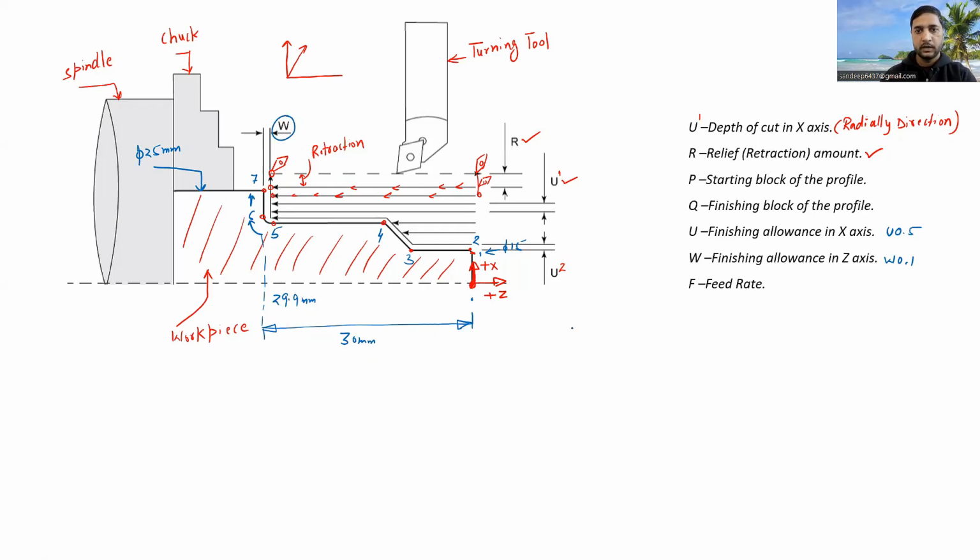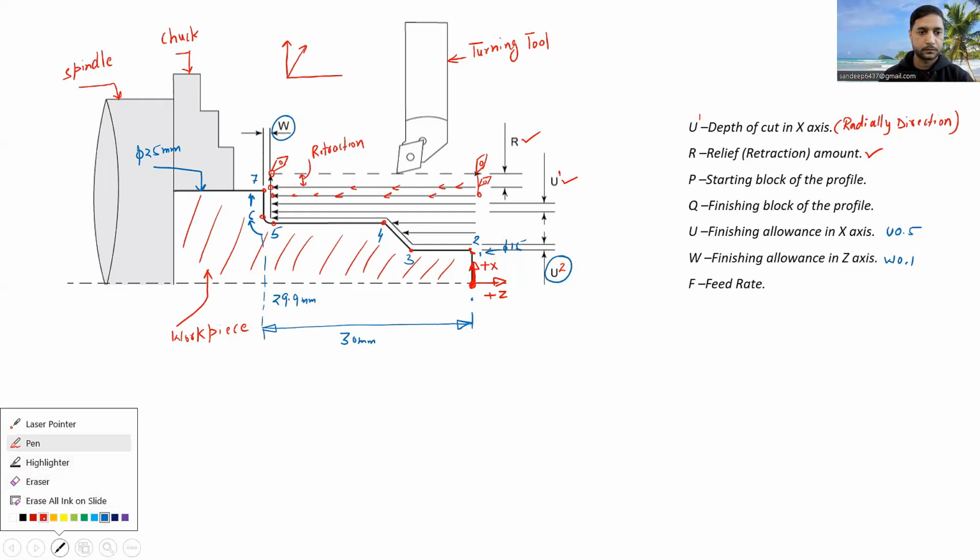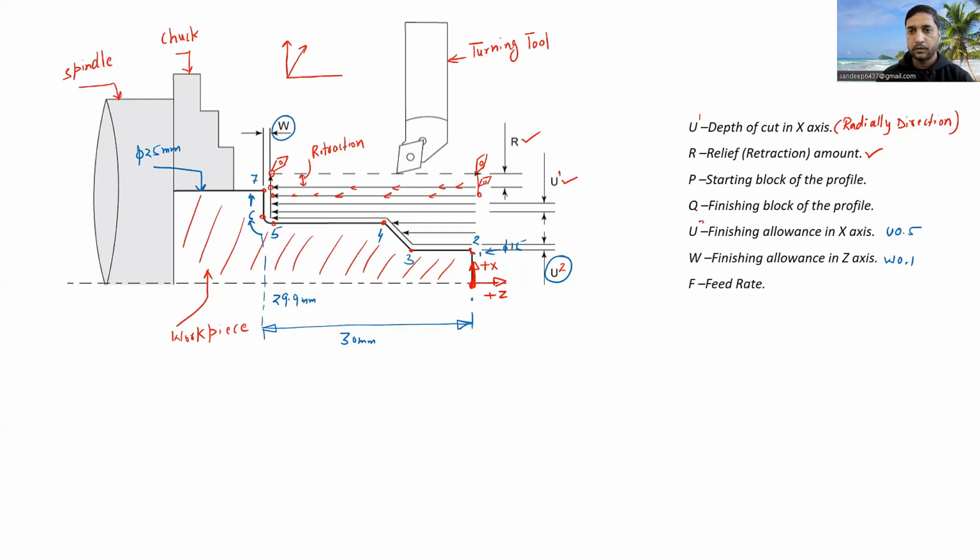This is the Z length, the Z direction, and this is the finishing allowance in the X axis. So U we are taking here for the finishing allowance in X axis, and W is the finishing allowance in Z axis. After that we have F. F stands for feed rate, which we can take in mm per minute or in mm per revolution. Now I hope all these parameters are clear to you, the parameters which we are taking in the G71 cycle.